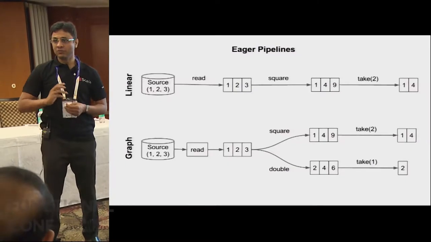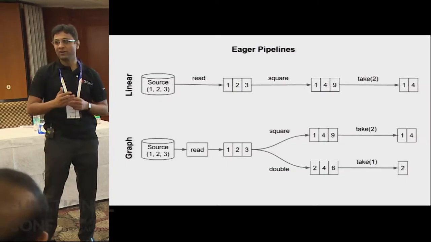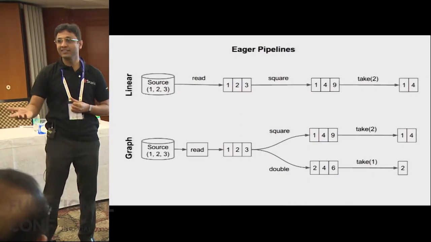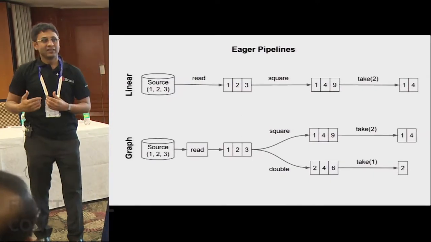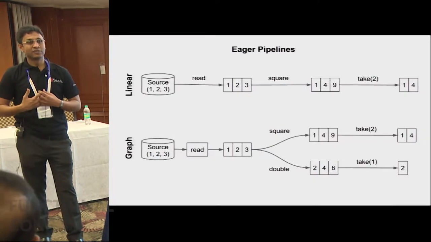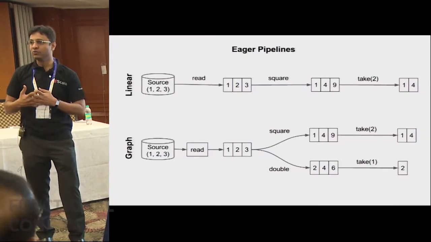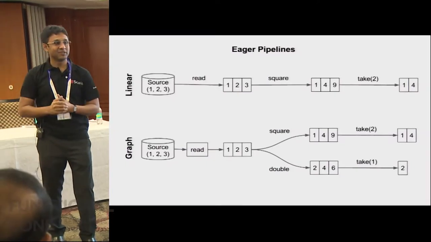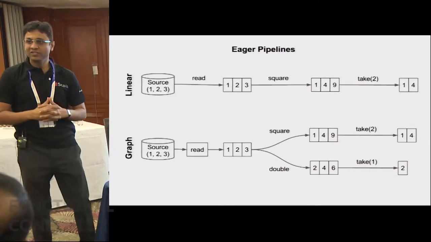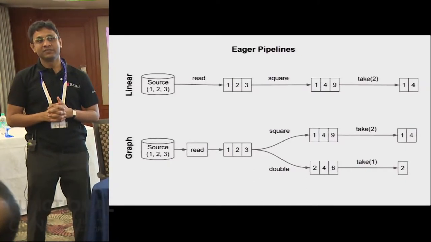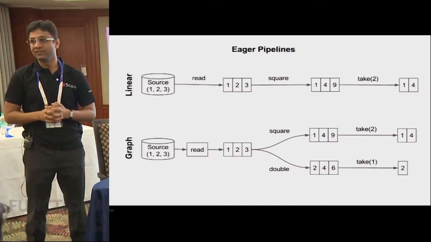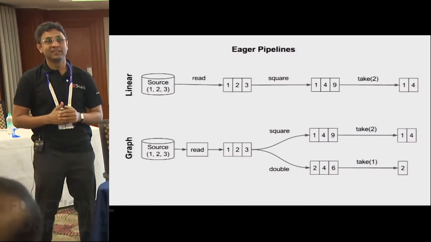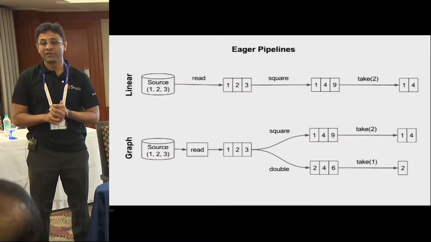Then you do further processing, like squaring all the numbers with map, and you get yet another collection in memory. Finally you say take two, and you get the first two elements, again yet another collection in memory. These collections are immutable, which is good, because then they can be freely shared. We'll see that in the next graph, how sharing is easy and possible.